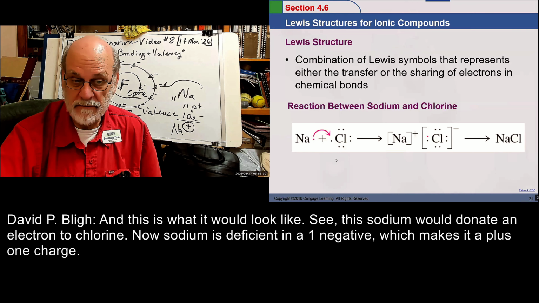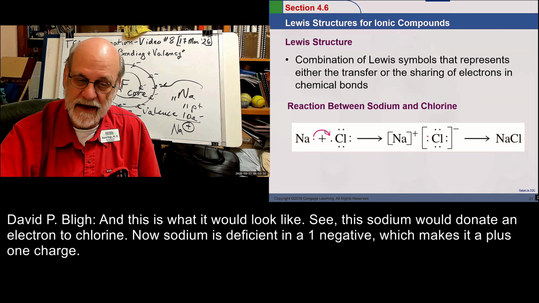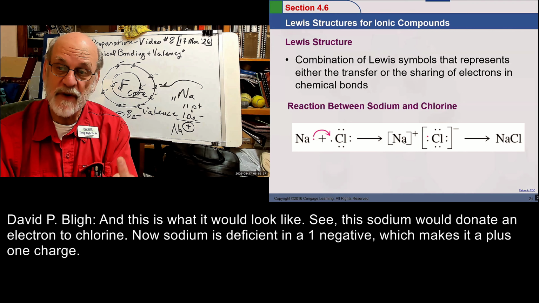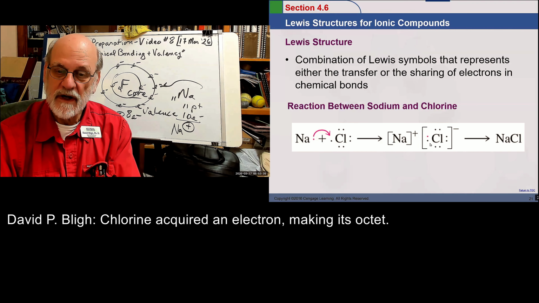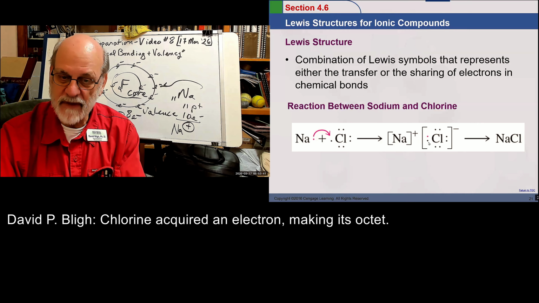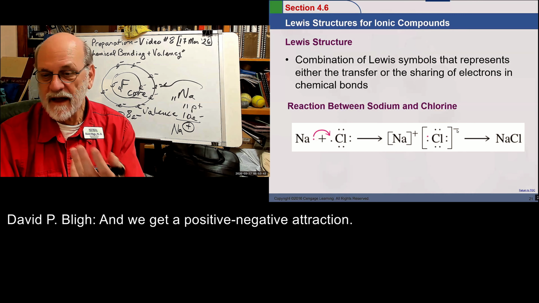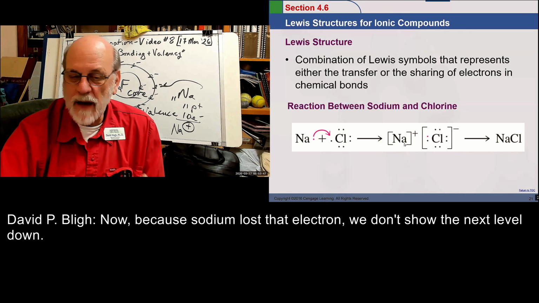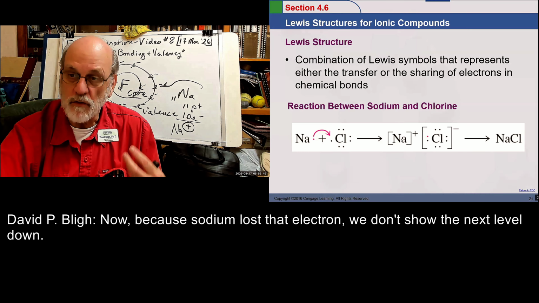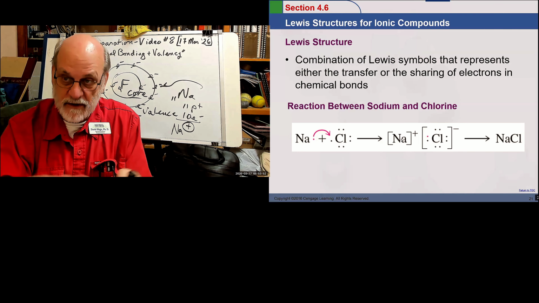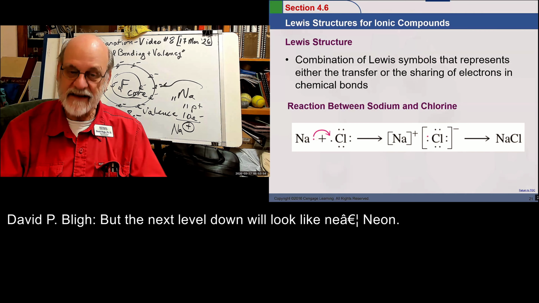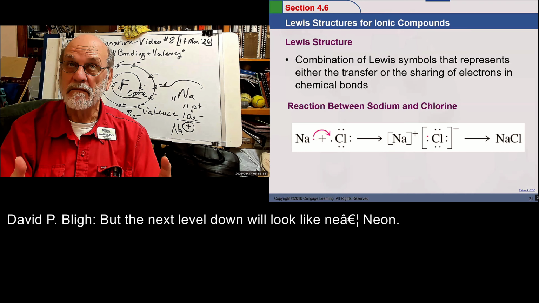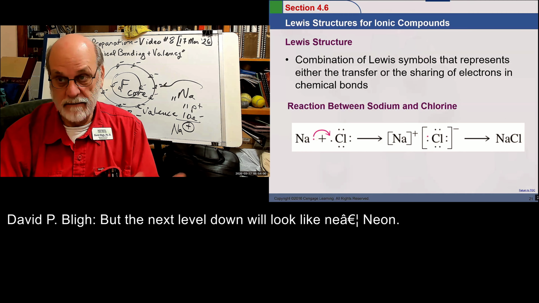And this is what it would look like. See, this sodium would donate an electron to chlorine. Now sodium is deficient in a 1 negative, which makes it a +1 charge. Chlorine acquired an electron, making its octet, and we get a positive-negative attraction. Now, because sodium lost that electron, we don't show the next level down. But the next level down will look like neon.